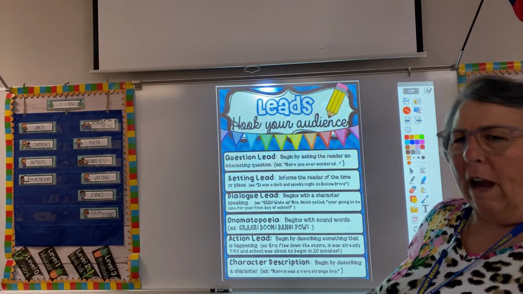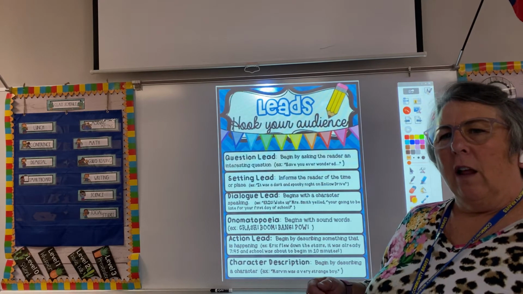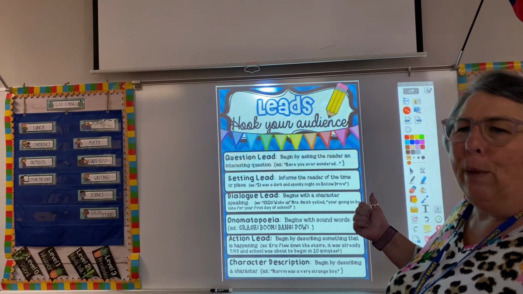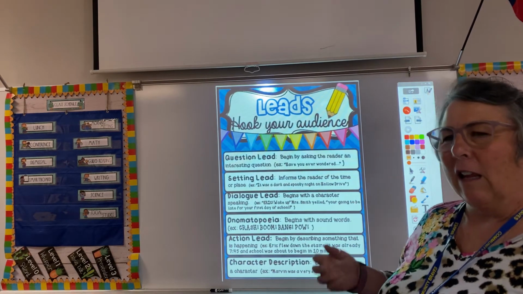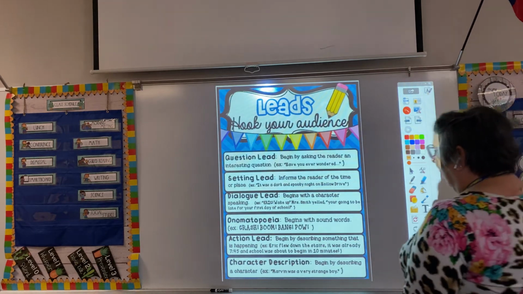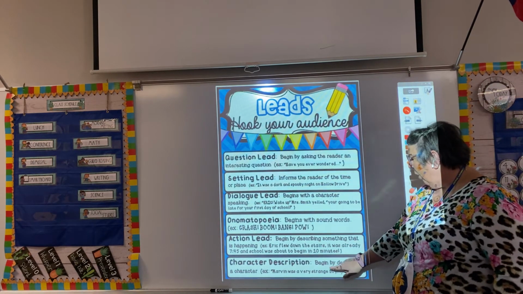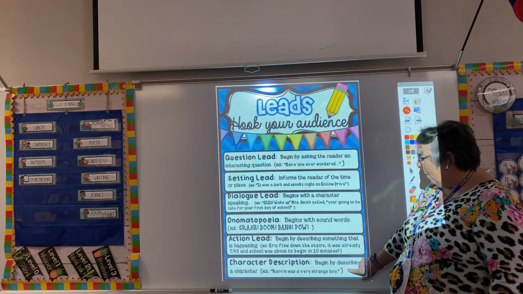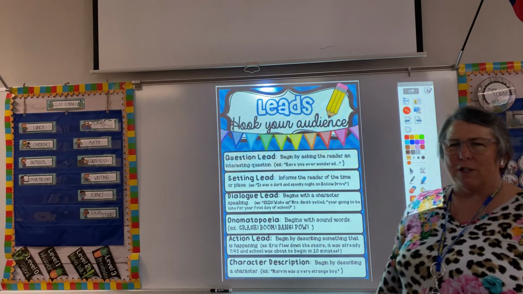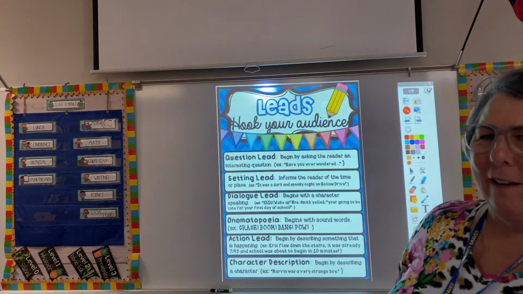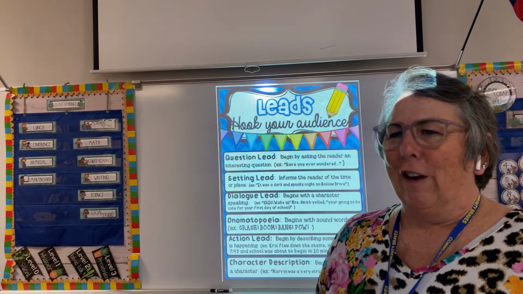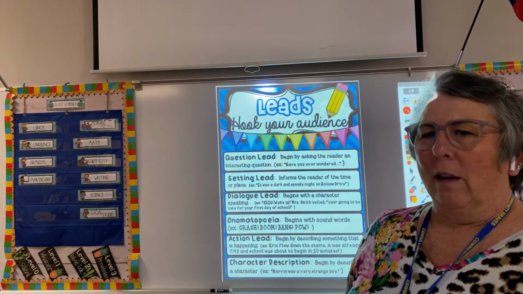The car raced ahead of us, followed by a police car with the sirens going, blaring loud. Anything like that is getting the reader's attention. And then the last one is character description. Begin describing the character. It says, Marvin was a very strange boy. Okay. Alex was a very curious boy.